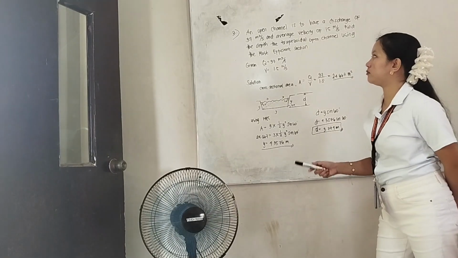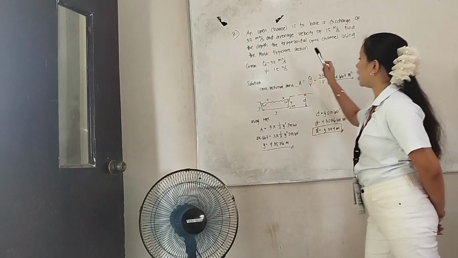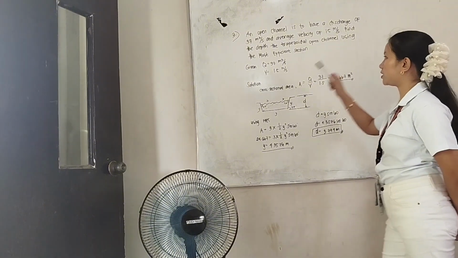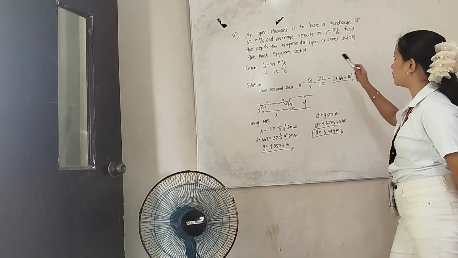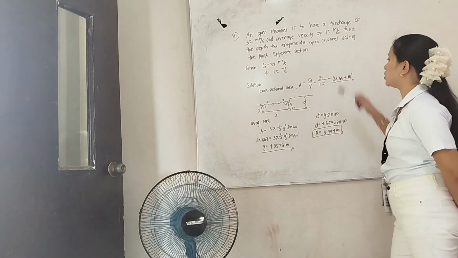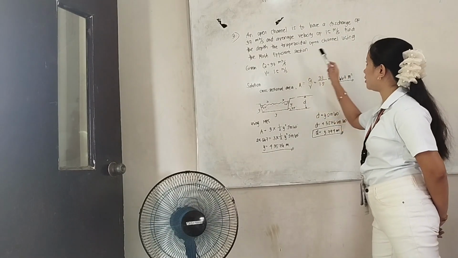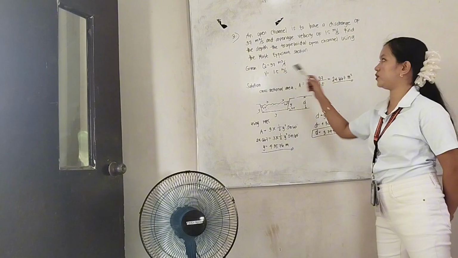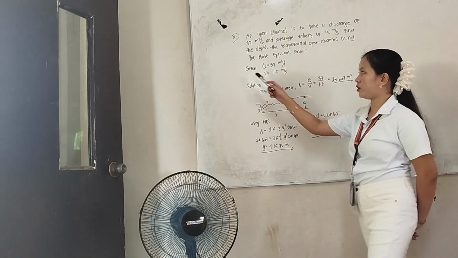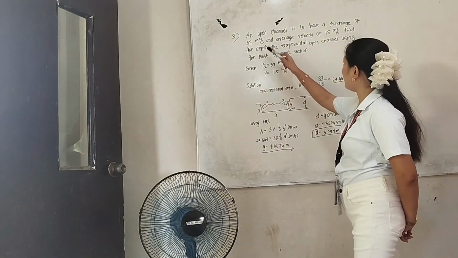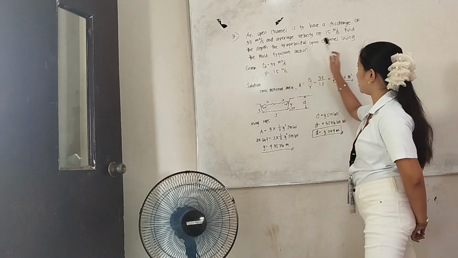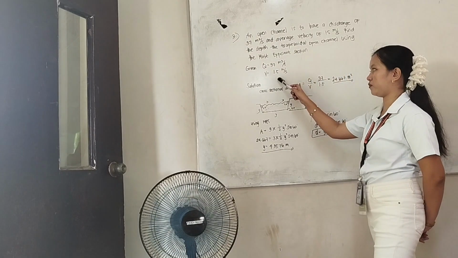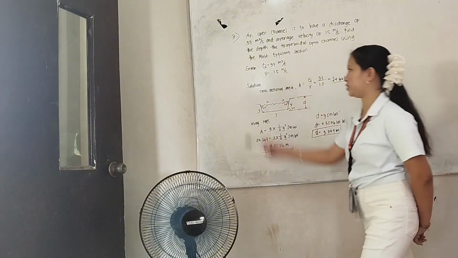Okay, so for problem number 3, we have an open channel that has a discharge of 37 cubic meter per second and average velocity of 1.5 meter per second. So find the depth of the trapezoidal open channel using the most efficient section. So first is ato ang given. So we have a discharge na 37 cubic meter per second and then the average velocity of 1.5 meter per second. And then alam ka sa solution.